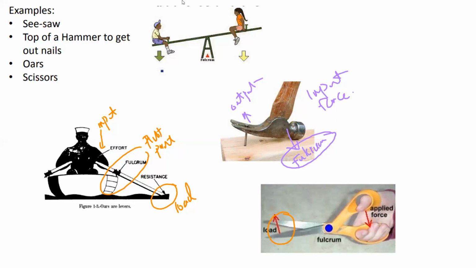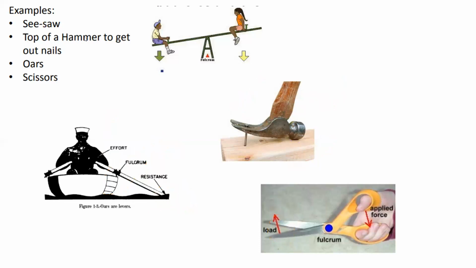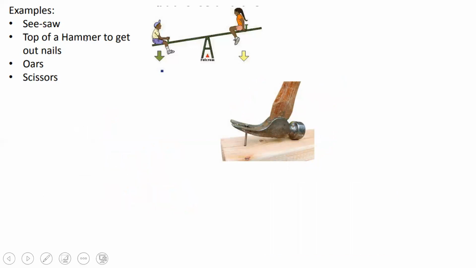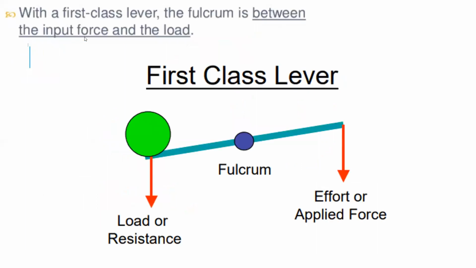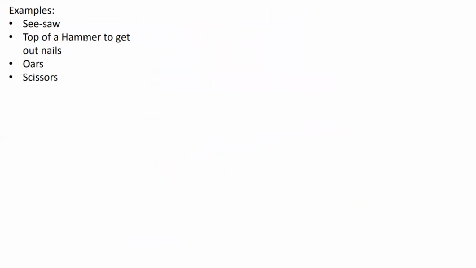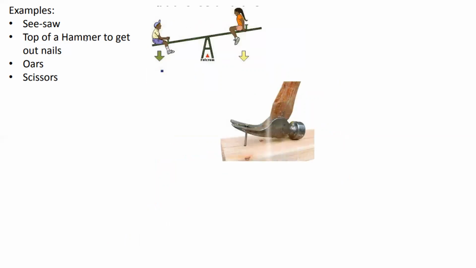So these are the examples of the first class. What is the first class lever? It means the fulcrum is between the input and the output force, between the input and the output. And examples are the seesaw, the top of the hammer, oars, and scissors.